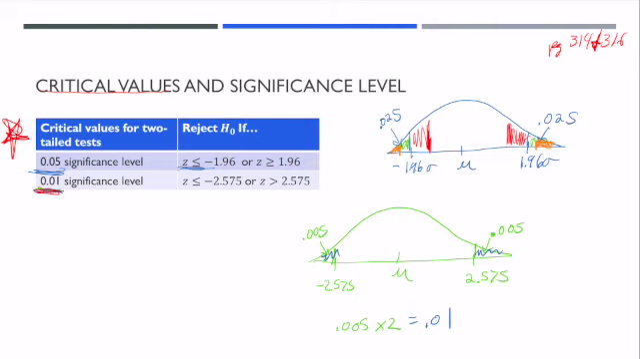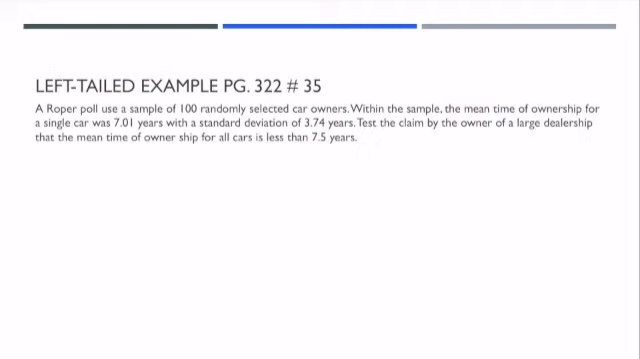So let's go ahead and work through some examples. We're going to do a left-tailed example, a right-tailed example, and a two-tailed example. And I'm going to relate it to the critical values, but I'm really going to show you how we use our z-table to solve these types of problems. So this is the example. You can find it on page 322.